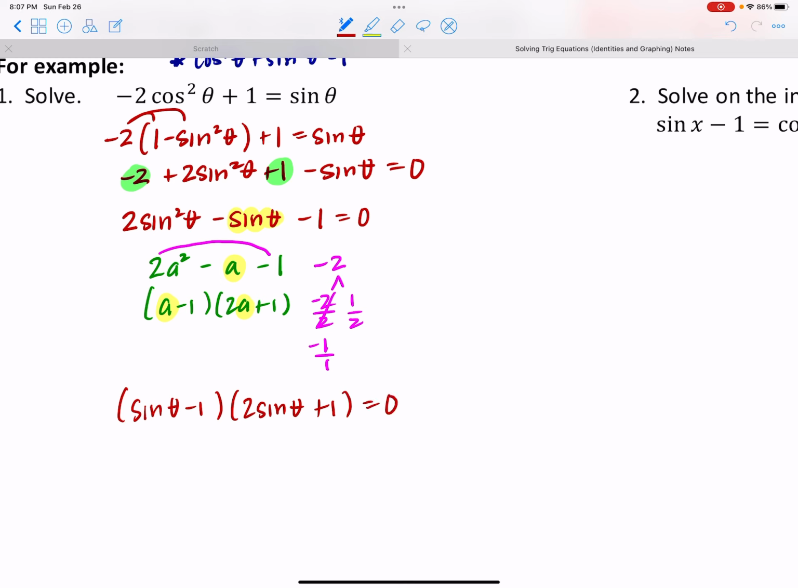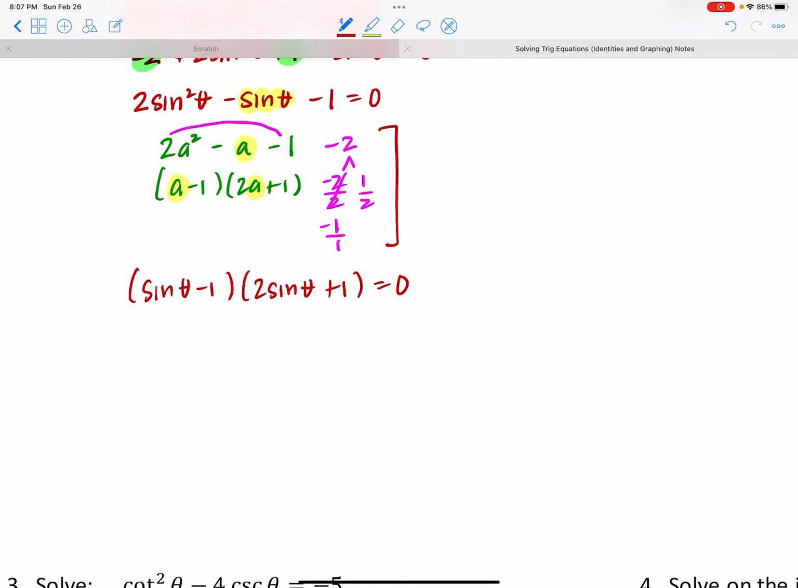And remember, if you can skip this, if you can do the factoring without having to rewrite it, that's awesome. If not, totally fine to take that extra step. Alright, so from here, if I can make just one of my factors equal 0, I can make my whole equation equal 0. So I'm going to look for what's going to make the sine of theta minus 1 equal 0, and also what's going to make twice the sine of theta plus 1 equal 0.